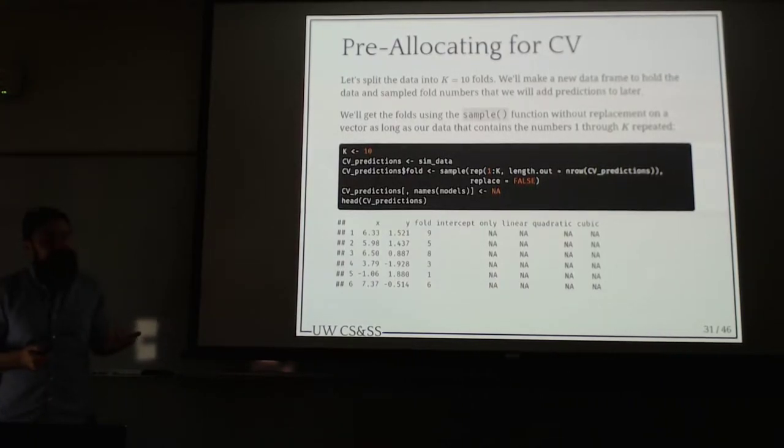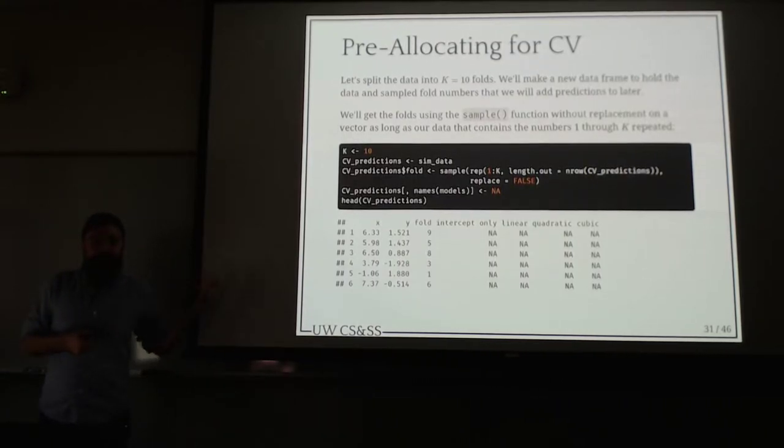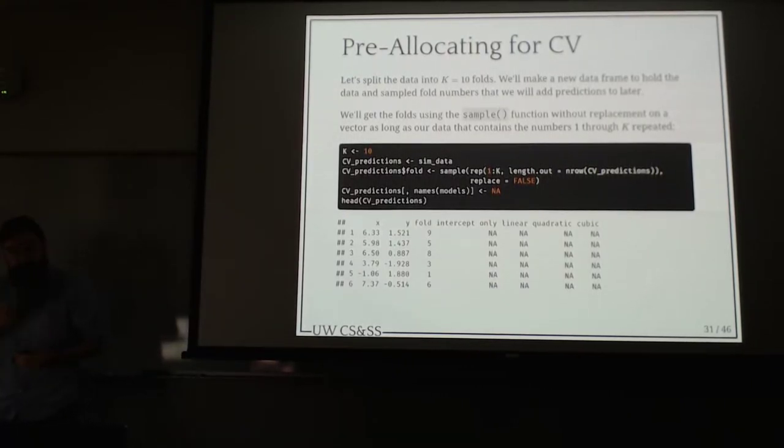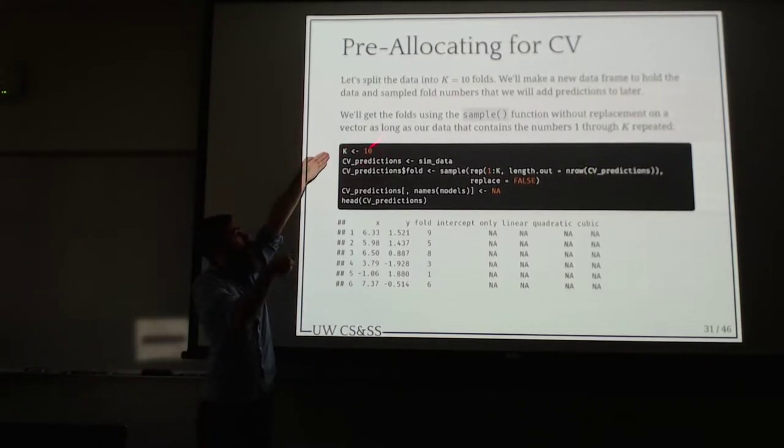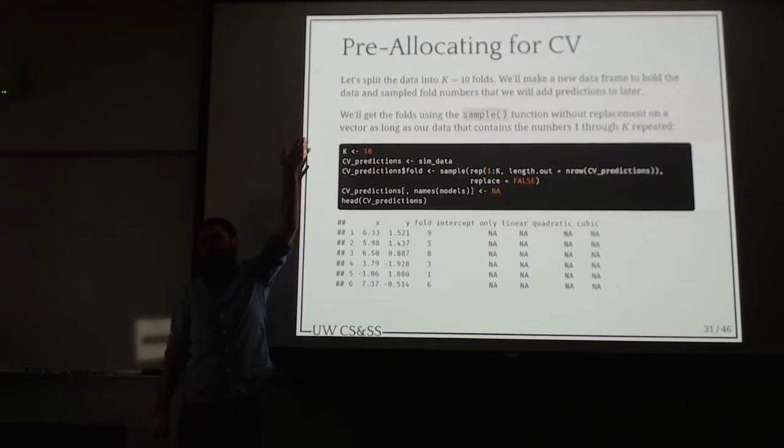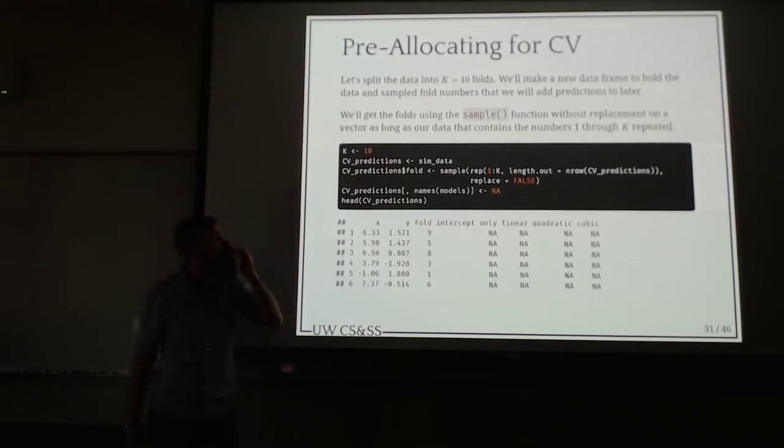You want to do that because if you're doing something like this validation, let's say all the observations are ordered on some variable, you don't want to put all the observations of one type in one fold, and all the observations of another type in another fold. They need to be randomly assigned to these folds for this to be a valid operation. Okay. So I want to do 10 folds in my cross-validation, so it's going to be broken up into 10 different chunks.